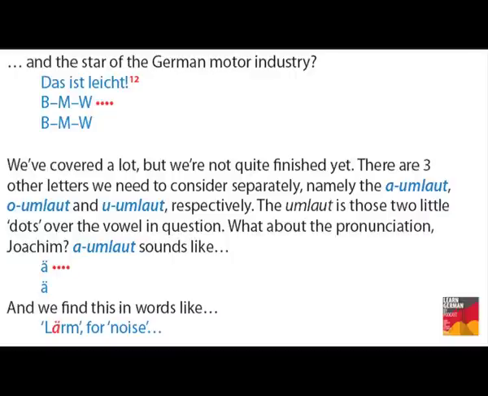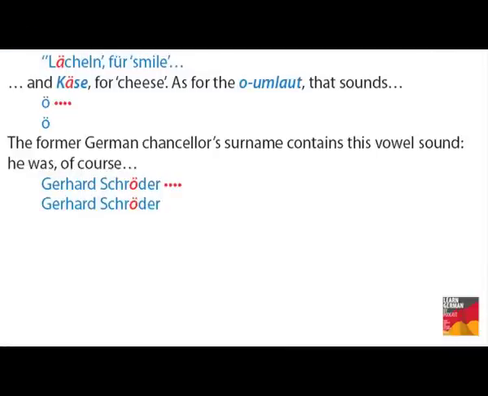There are 3 other letters we need to consider separately, namely the A umlaut, O umlaut, and U umlaut, respectively. The umlaut is those 2 little dots over the vowel in question. What about the pronunciation, Joachim? A umlaut sounds like Ä. And we find this in words like Lärm for noise, Lächeln für smile, and Käse for cheese.